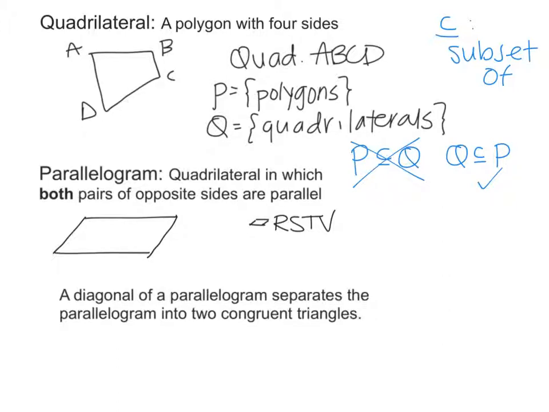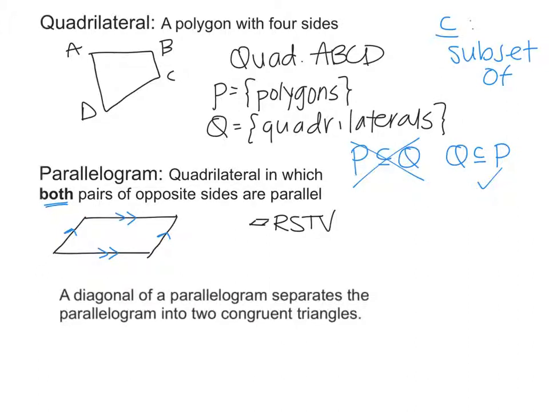When we talk about parallelograms, parallelograms are quadrilaterals in which both pairs of opposite sides are parallel. So this side here is parallel to this one, and this one here is parallel to this one. We usually use this little symbol in front, or we just write the word parallelogram in front of however we label it. So again, you would label this RSTV, or RSTV, or RSTV. It doesn't matter, as long as we label them in order.